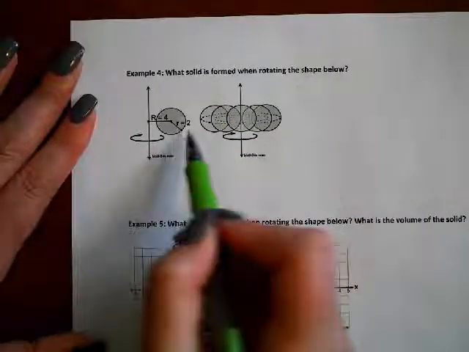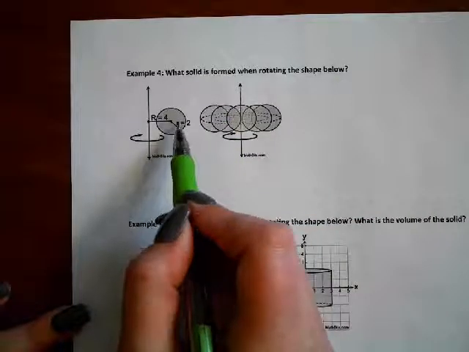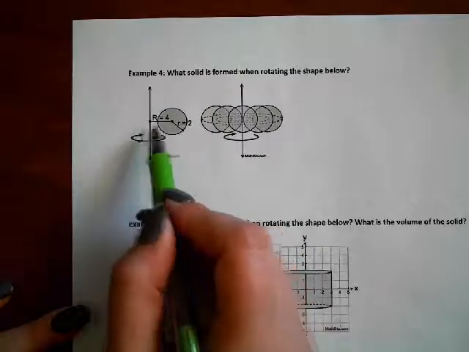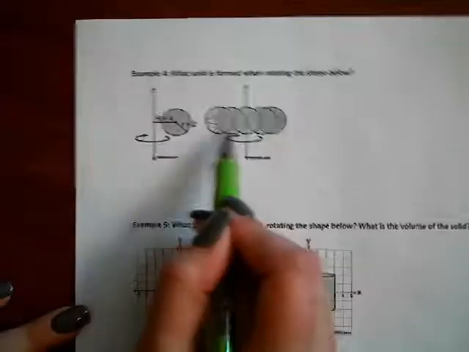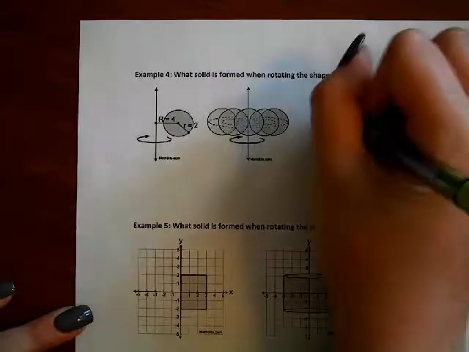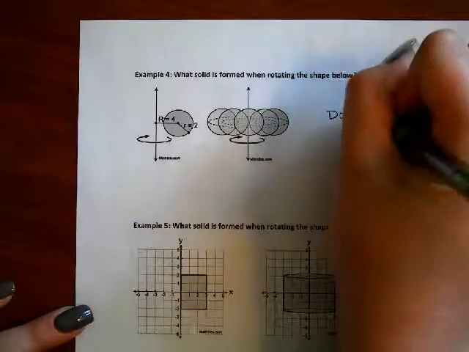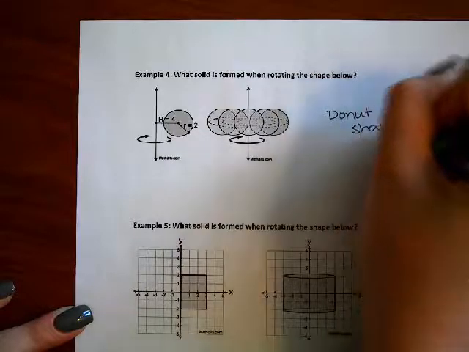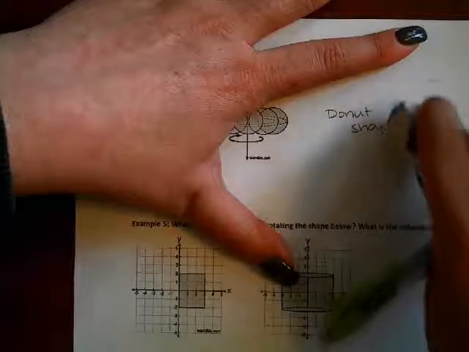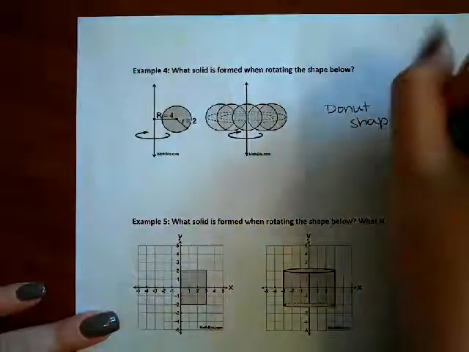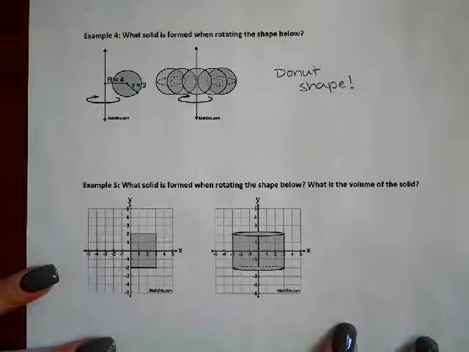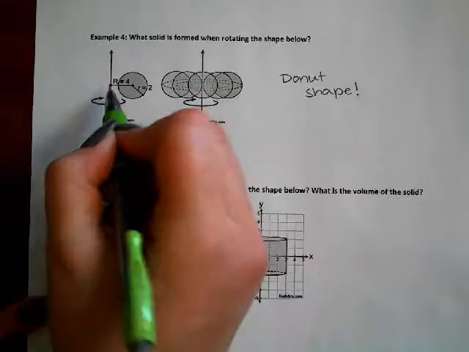Next, you have a circle that is a little bit of a space away from a line, and they are taking that and rotating it around the line. If you can picture what would happen, this would give you a donut shape. It's a donut shape. So again, there's that space in the middle.